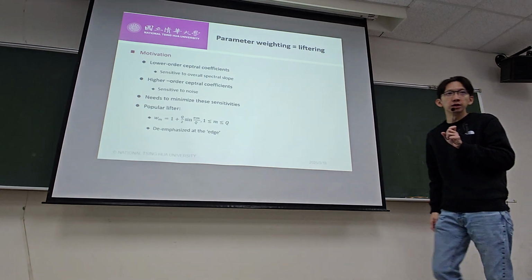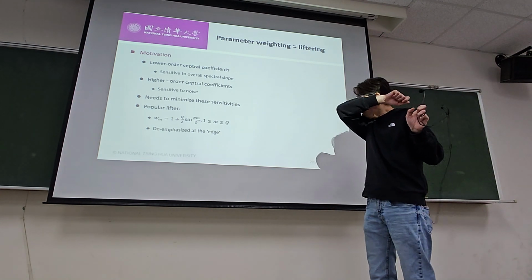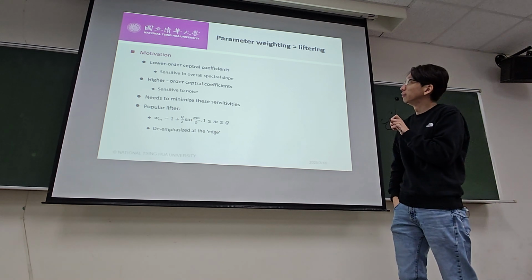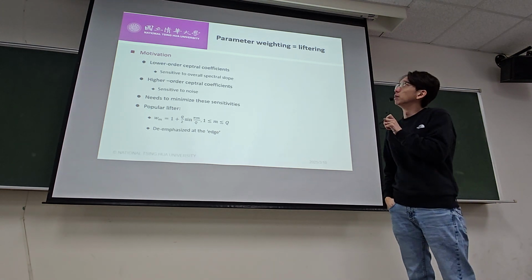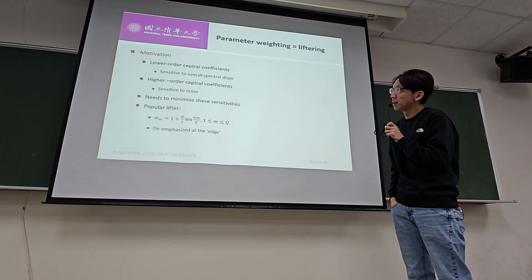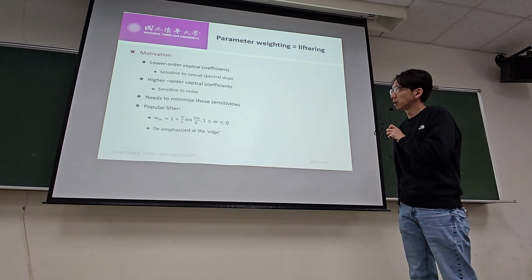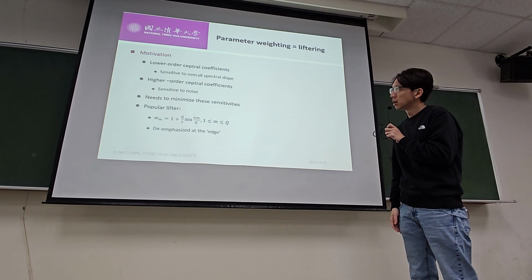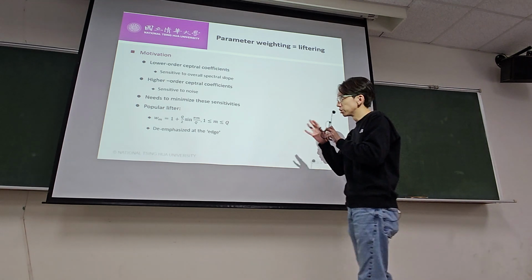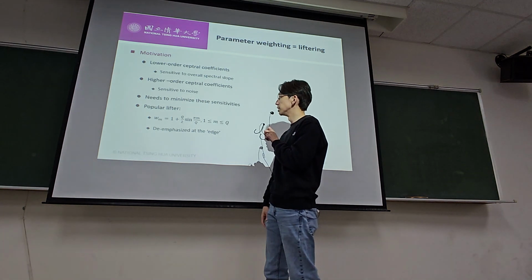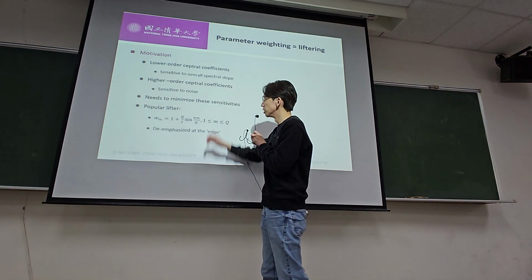Like I said, we pick certain coefficients out in the cepstral domain. We call that process lifting. In the diagram, we call it parameter weighting. Lower order cepstral coefficients are sensitive to the spectral slope because of the formant structure. Higher order cepstral coefficients are sensitive to noise or the excitation source. So you want to pick some of them, minimizing the sensitivity of individual coefficients.